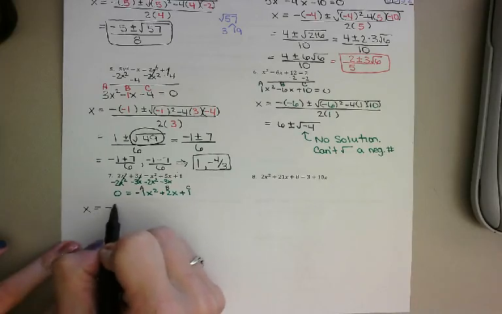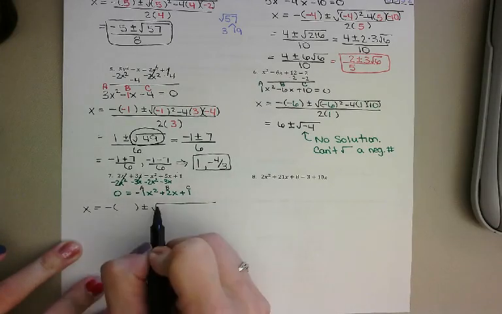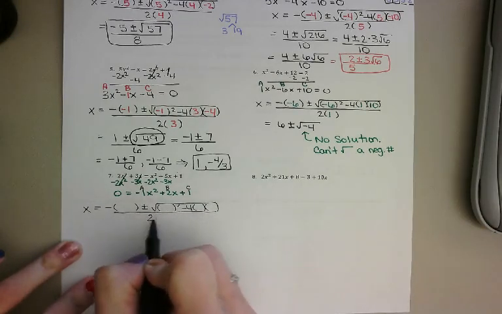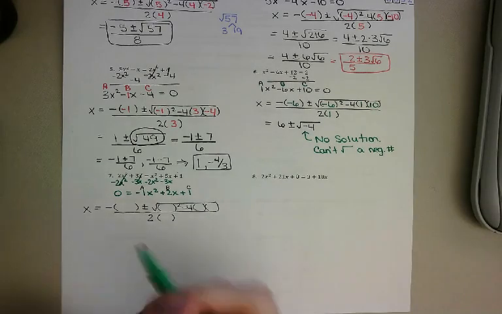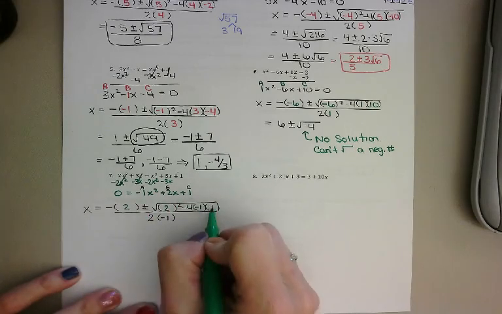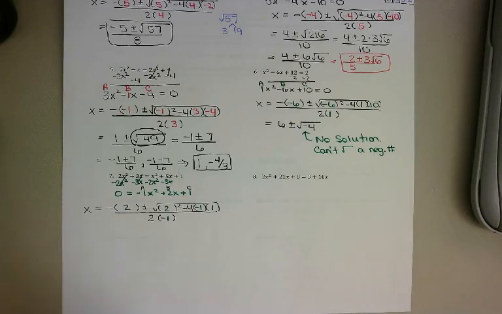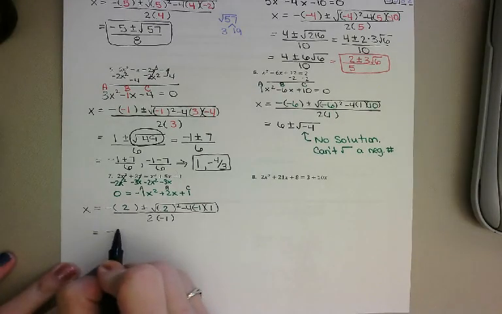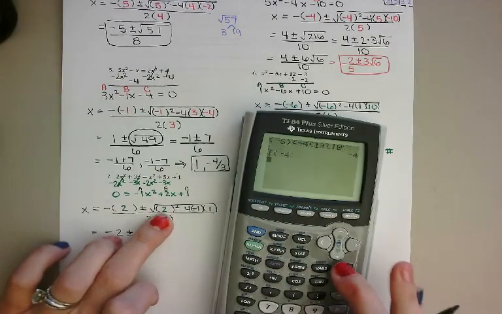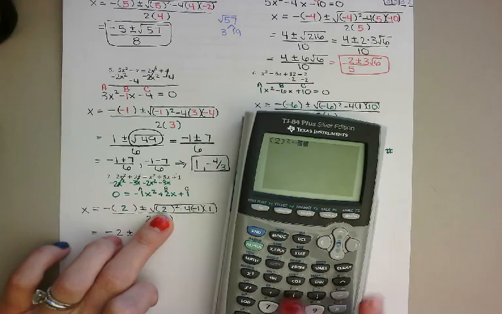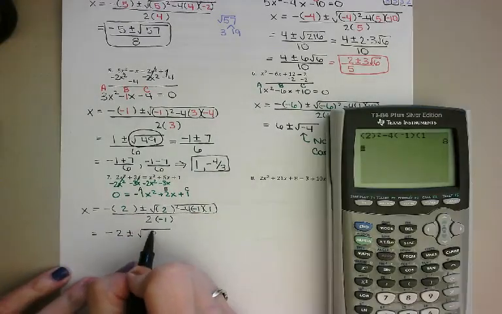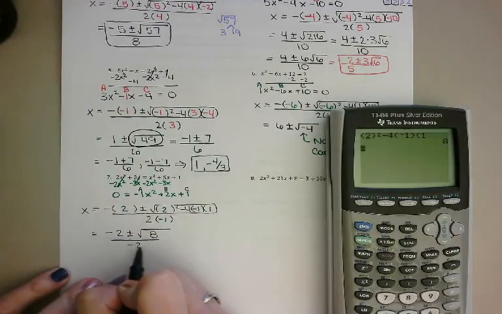We're going to say x equals, again, negative b plus or minus the square root of b squared minus 4ac, all over 2a. All right, so the b is 2, the a is negative 1, and the c is a positive 1. So that's going to reduce to negative 2 plus or minus the square root of, grabbing my calculator, parentheses 2 squared minus 4 times negative 1 times 1, so I get 8. All of that's over negative 2.